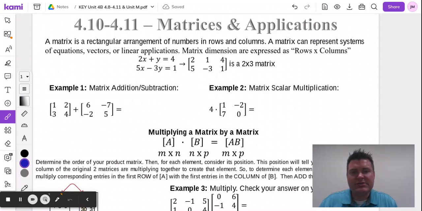So let's get rocking and rolling so you can learn what a matrix is. A matrix is a rectangular arrangement of numbers in rows and columns. Matrices can be representations of equations, vectors, or linear applications. A matrix's dimensions are expressed as rows by columns.